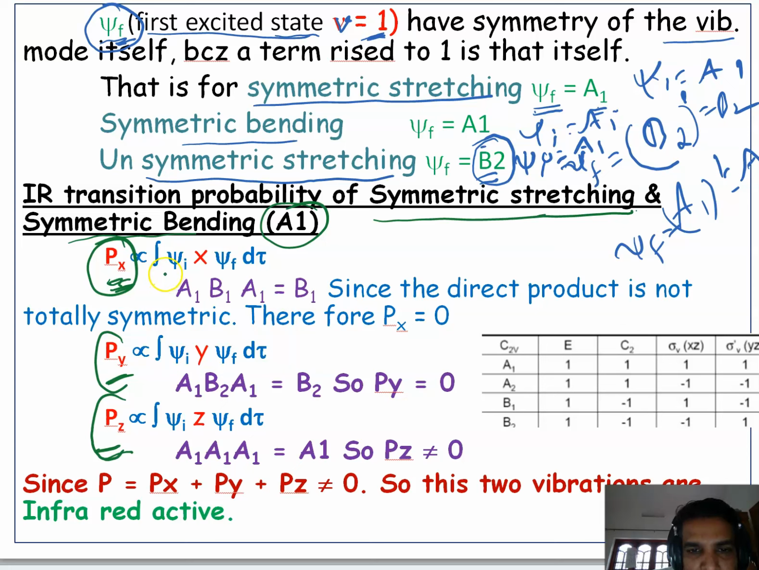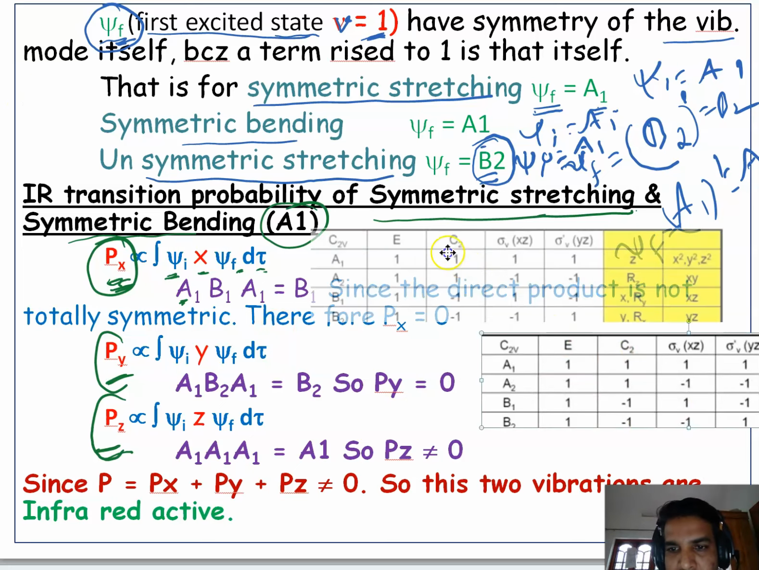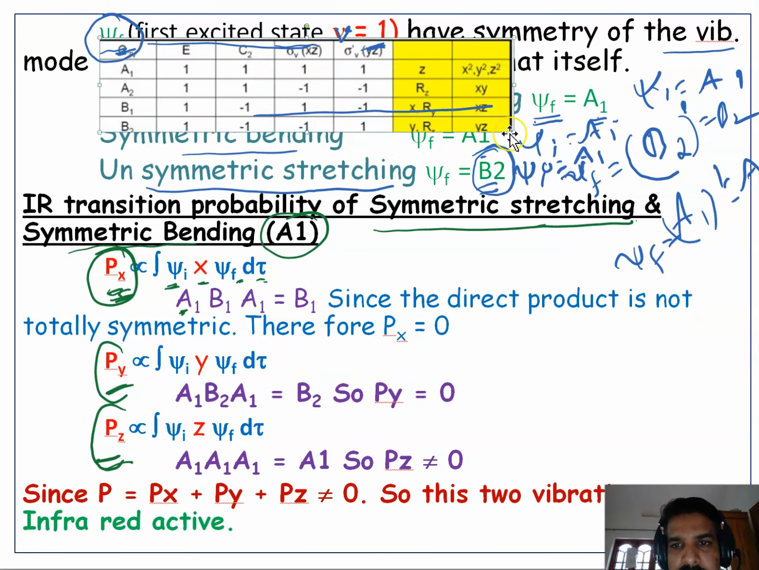Okay, first we calculate Px. Px is proportional to the integral of psi I x psi f d tau. Psi I, I told you, is A1 for this mode. And x, what is the symmetry of x? That we can obtain from the character table. Okay, by looking at the character table of C2v, you can see here.